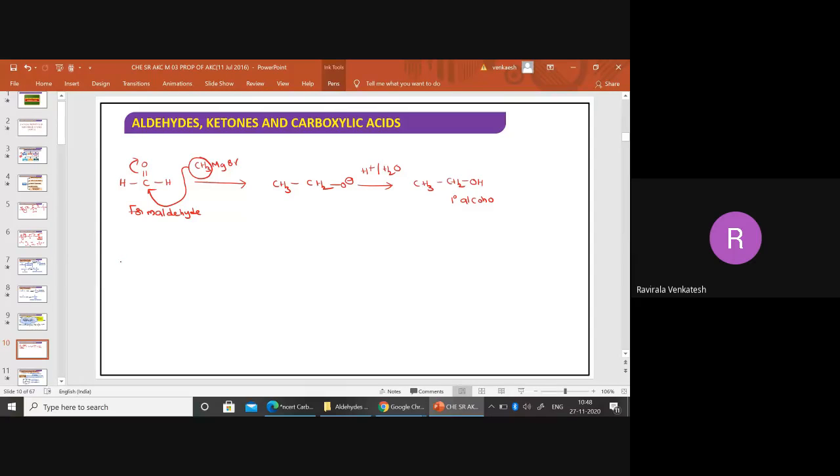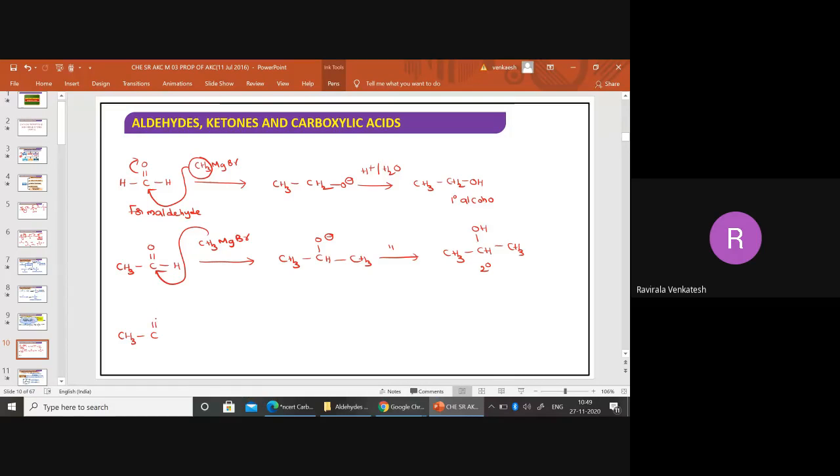Next, any aldehyde except formaldehyde, if I take CH3 C double bond O, H, any aldehyde except formaldehyde, and I have taken again CH3MgBr. You can take any Grignard reagent. Again, it will attack here. We get CH3 CH O minus, and when you add again H plus and water, we are going to get CH3 CH OH CH3. This is called what? Isopropyl alcohol, a secondary alcohol.